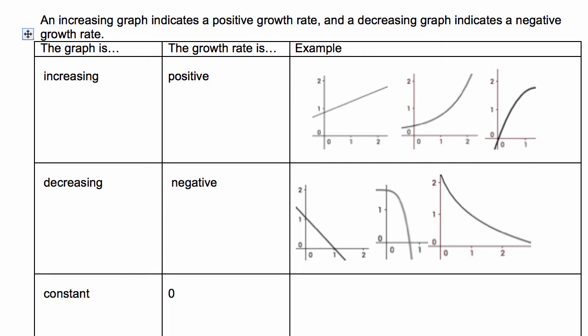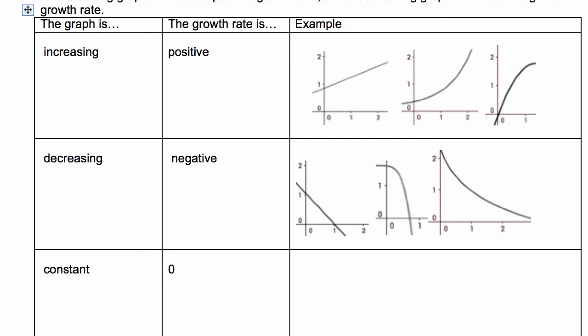Next, a graph that is constant necessarily has a growth rate that is 0. Here's an example. Notice if we trace this graph with a pencil from left to right, our pencil does not move up or down. We are looking at a graph whose function value always equals one number. That is, it's a constant. And because there's no change, the growth rate is 0.